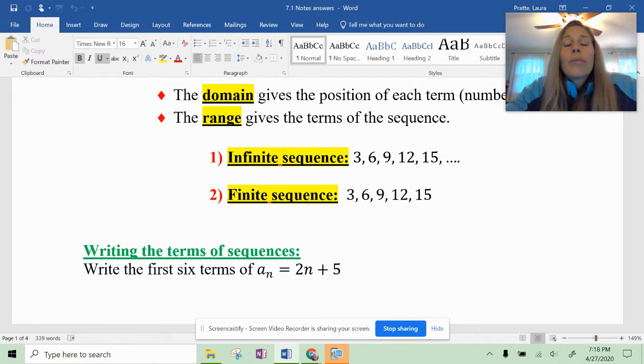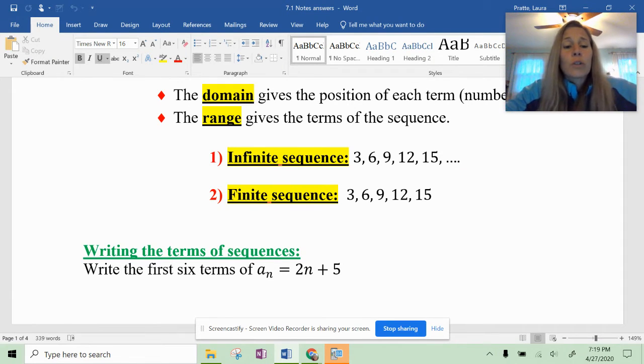So if we're applying this to a real life scenario, for example, and we were talking about maybe rows of chairs in an auditorium, obviously they're not going to go on for infinity. So maybe they add 2 chairs onto each row as they build the rows, but it's only going to go on for a certain amount of rows. So that would be an example of a finite sequence. But when we're talking about things with money or investments that can theoretically go on for infinity and keep increasing, that would be an infinite sequence.